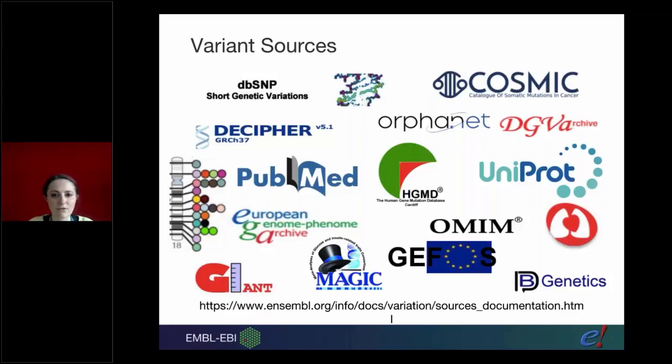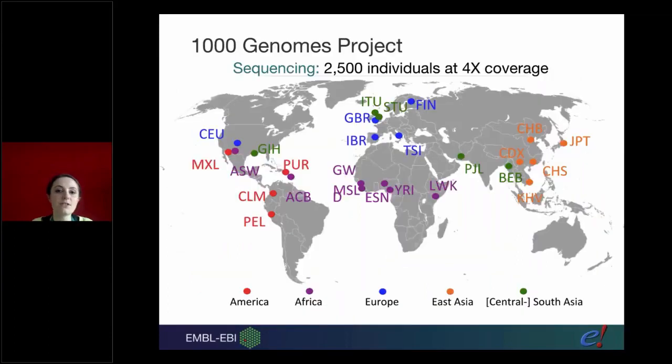As I said, I won't go through all of these, but if you go to the URL that's on the bottom of the page, there is a list of all these, and you will get a copy of these slides emailed out to you at the end of this webinar. So the 1,000 Genomes Project is a large source of our population data.